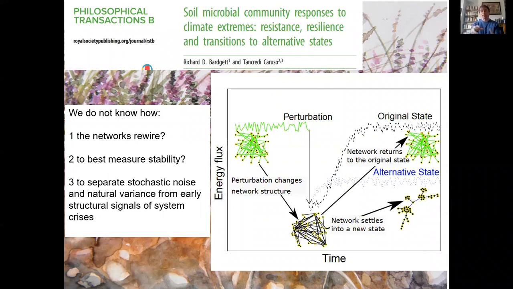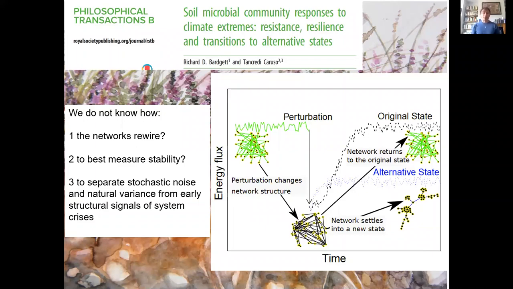And the problem is that it's not easy to observe the actual connections, the actual interactions, and to determine which species is really interacting with other species. But that's very important, because in order to really understand how communities and ecosystems are responding to perturbations, we need to understand, first of all, if the networks are rewired. So if species change their connections in response to the perturbation, this is critical to measure stability.